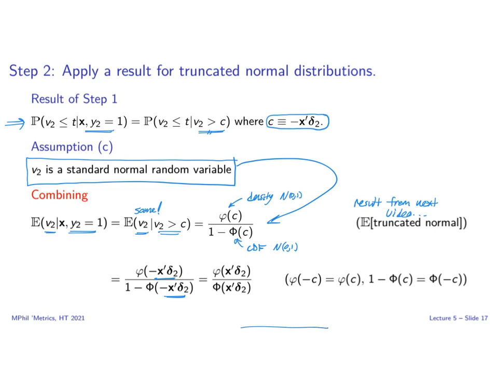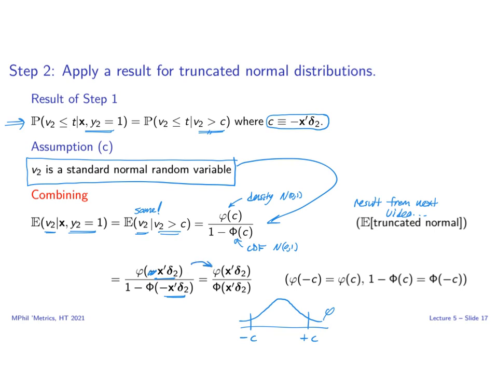Now recall that the standard normal density, little phi, is symmetric. This means that phi of minus c is equal to phi of c. Thus, we can drop the negative sign in the numerator.